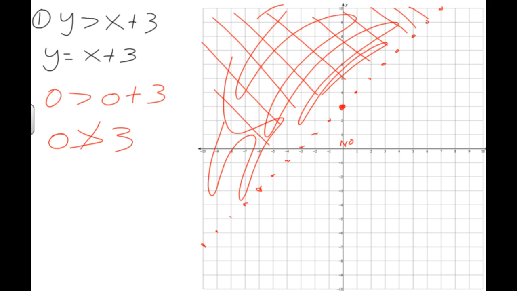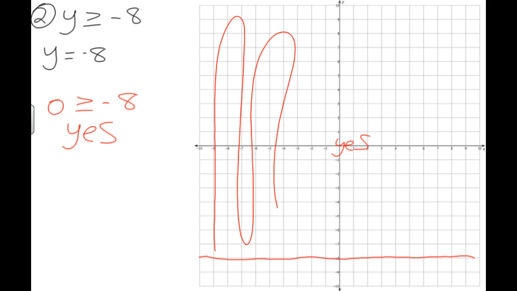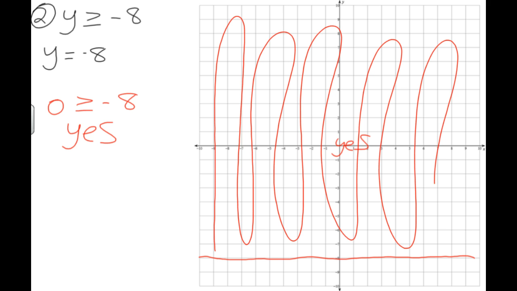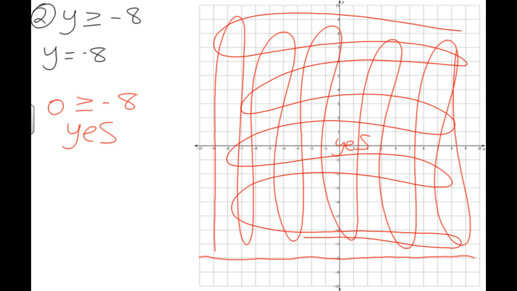Let's take a look at the next problem. Here we have y is greater than a negative 8. So at a negative 8, I have greater than or equal to, solid line at y equals negative 8. And then the question is, is 0 greater than or equal to a negative 8? That is a yes. That's true. So that means I do graph this side, and my graph is going to be shaded up here. And I think you get the point. That's the part that would be shaded. Let's look at the next one.